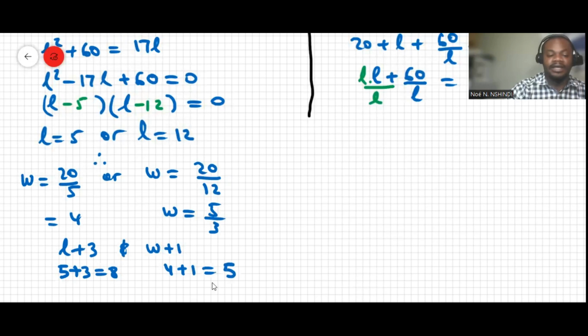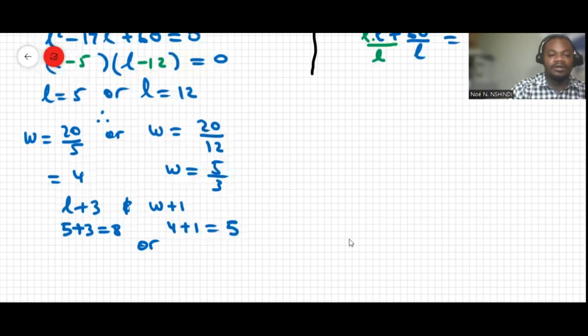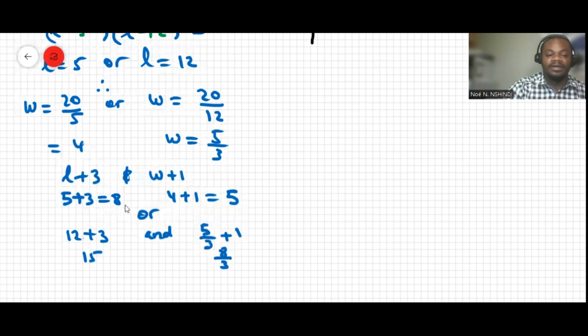You can check. 8 times 5 is 40. Or, you say, 12 plus 3, that's for the length, and the width will be 5 over 3 plus 1, because this makes 15, and that one makes 8 over 3. And then if you do the product, you get 40 still. You can check in the calculator. 8 times 5 is 40. 15 times 8 over 3 is also 40.